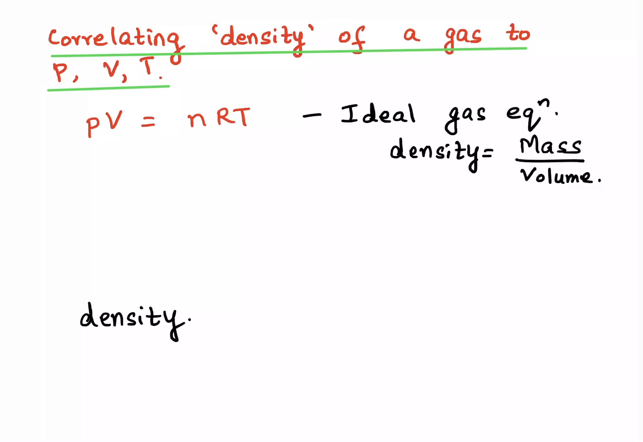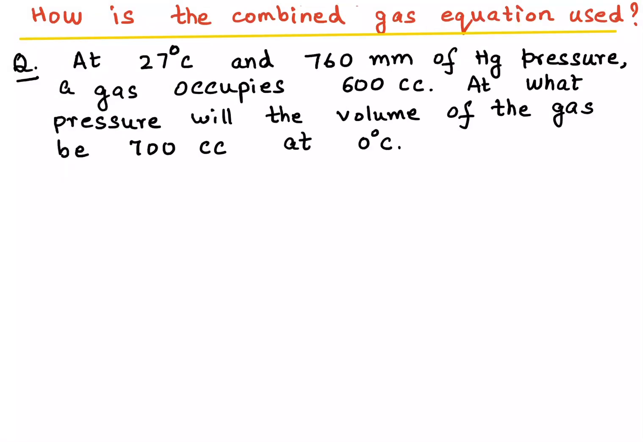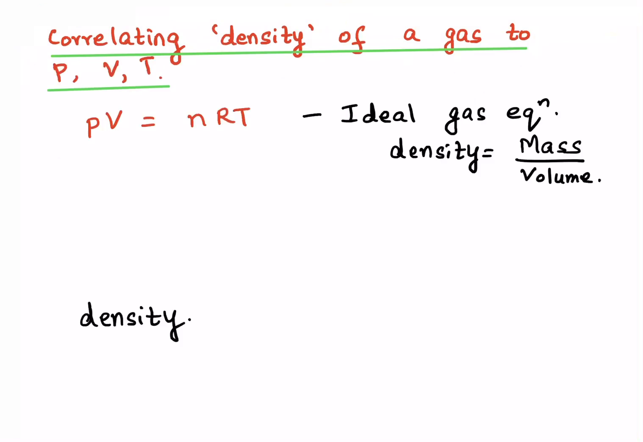So you have two challenges till now. First is this numerical that you are yet to complete. You are waiting for me to do it for you. No, I want you to do it, please. And the second is deriving a relation between the density of a gas to pressure, volume, and temperature.